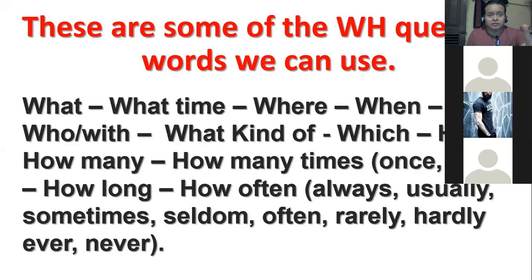Good. Simple present. What is the question for simple present? How do you eat pupusas? Everybody. How do you eat pupusas? And the answer? I eat pupusa with my hand. Very good. Okay, guys. That was good.